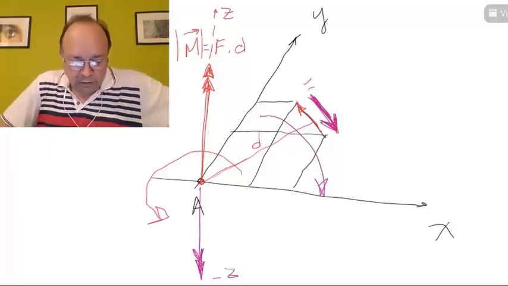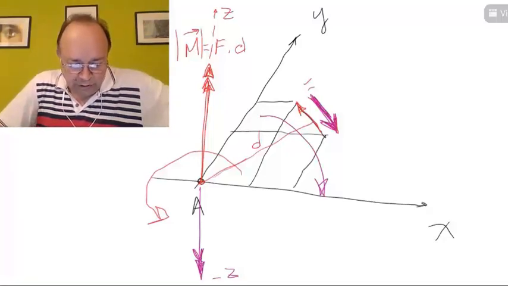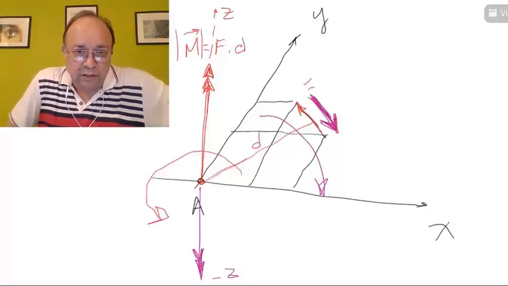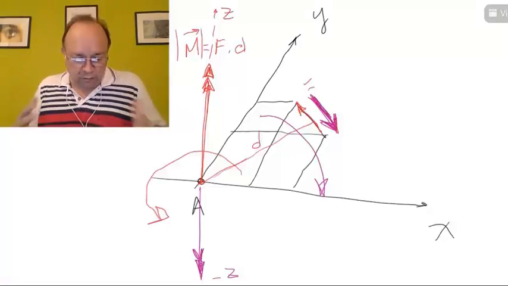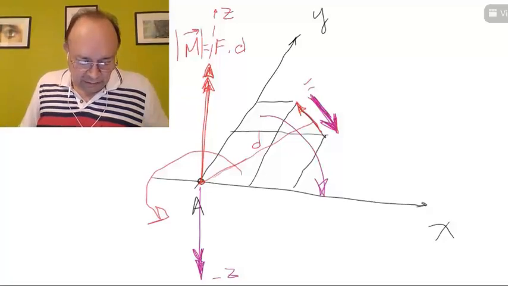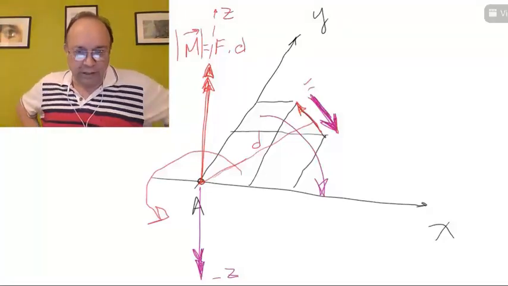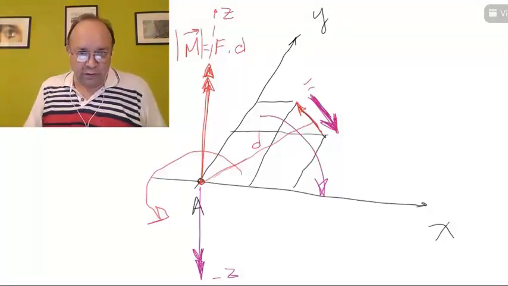So now let's do some more examples. We just have to do examples in order to master how to calculate moments of force with respect to points.